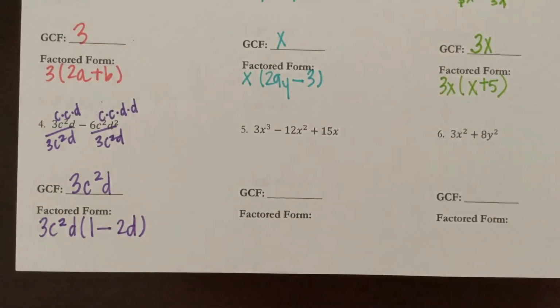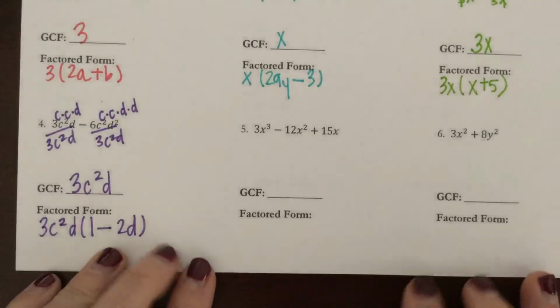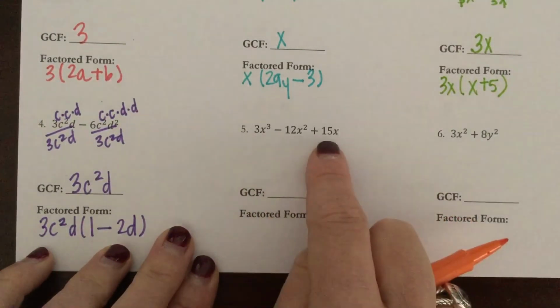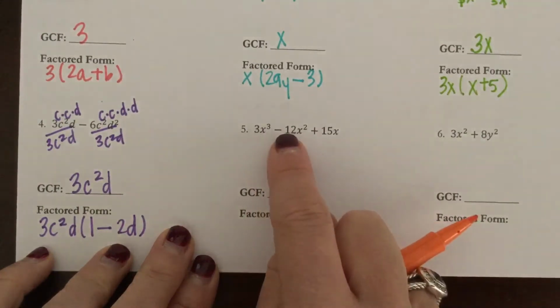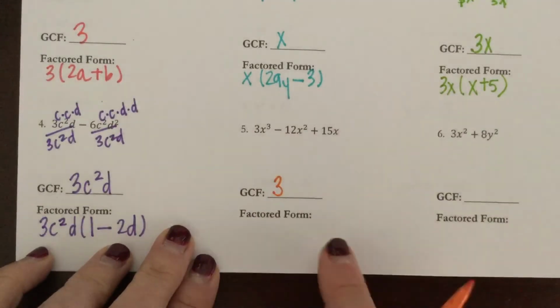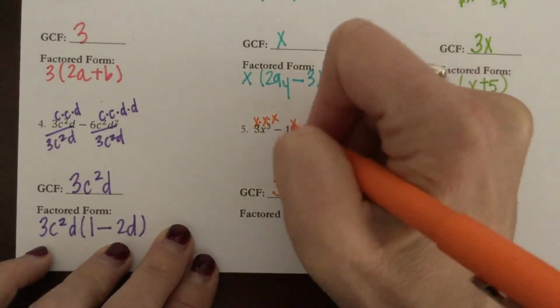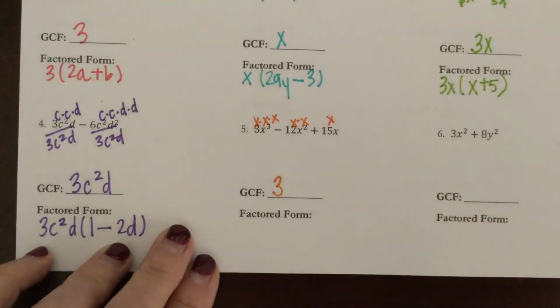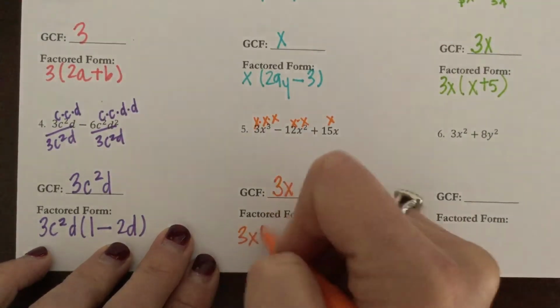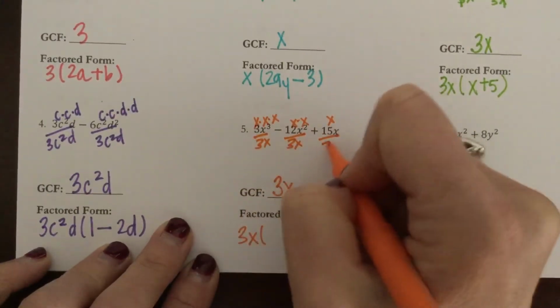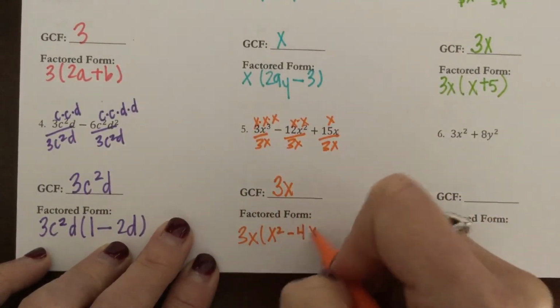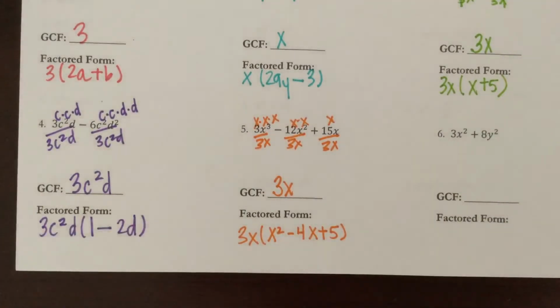My next problem has a trinomial, so instead of just 2 terms, we have 3 terms. We're still going to do the same thing. Look at the numerical part. What is the largest number that goes into 3, -12, and 15? 3. Look at the variable part. This one means I have 3 x's multiplied together. This one means I have 2 x's multiplied together. This one means I have a single x. When I look at the largest that they all share in common, I end up with 1 x that they share in common. So my factored form is going to say 3x times, and then I simply come up here and divide each of these, and I get x squared minus 4x plus 5. So I have rewritten this trinomial as a product: 3x times x squared minus 4x plus 5.